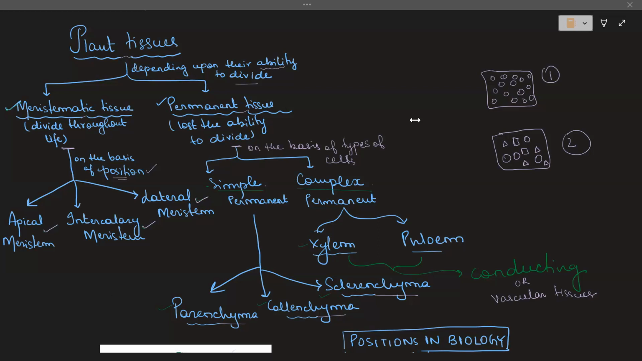Yes, Irshad, I'll explain the intercalary and lateral. Lateral, I haven't taught you yet. Intercalary, I'll explain it again. Once you people are done noting, then I'll explain.